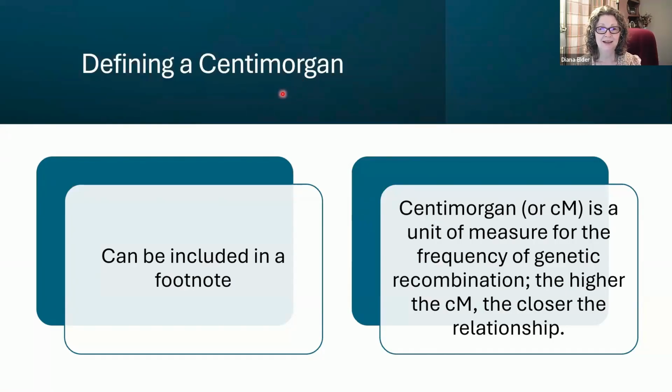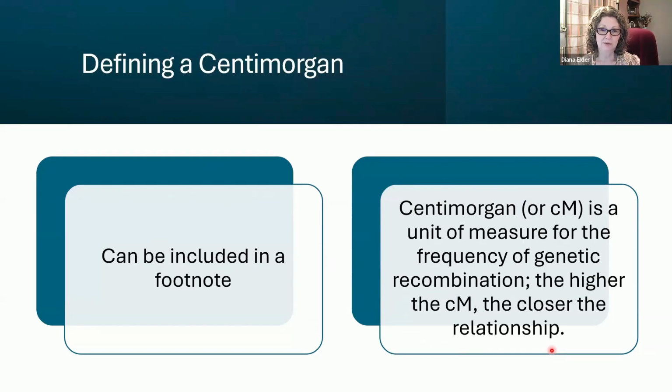So back to my idea of not having defined a centimorgan, I certainly should have had a slide or two in my presentation on what a centimorgan is. So in this case, if you're writing a report, you could just have a footnote where you explain it. It wouldn't necessarily need to be in the body of the report. So here's an example of a simple statement that could be in a footnote, that a centimorgan is a unit of measure for the frequency of genetic recombination. The higher the CM, the closer the relationship.